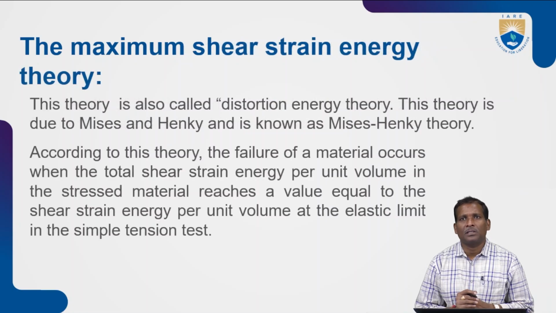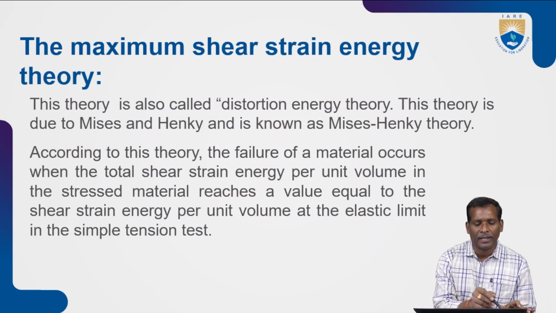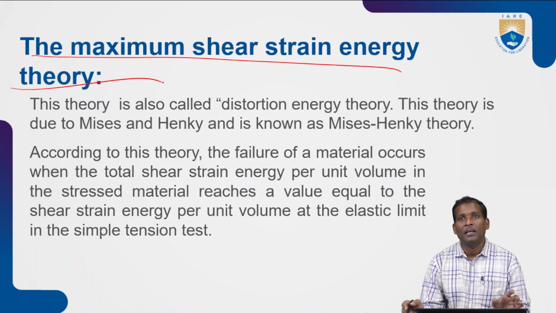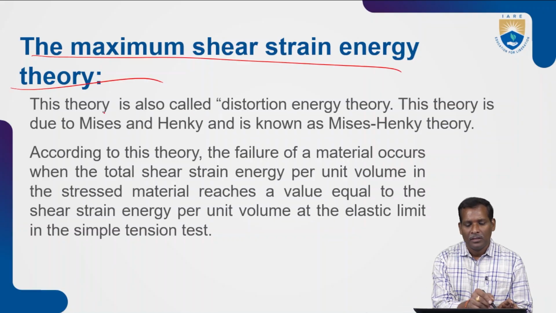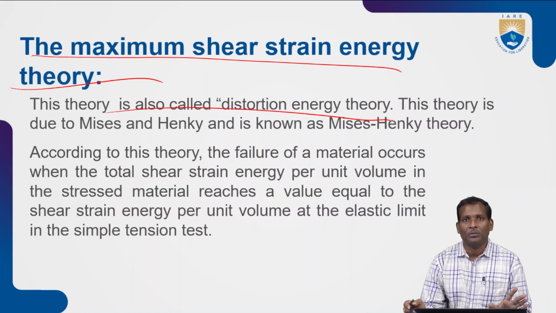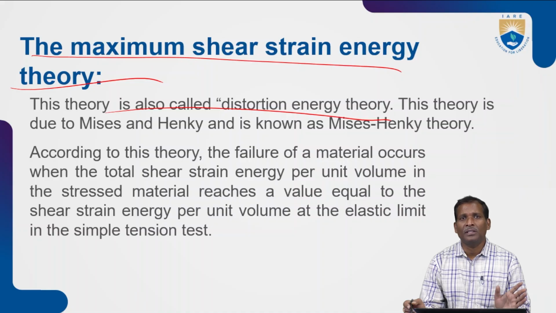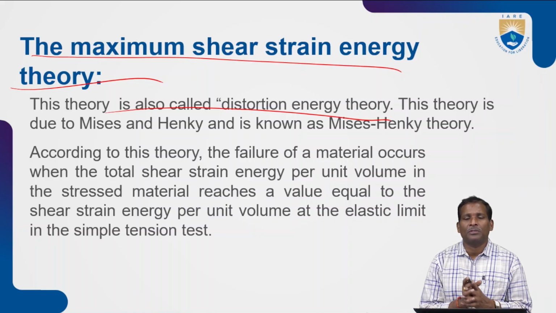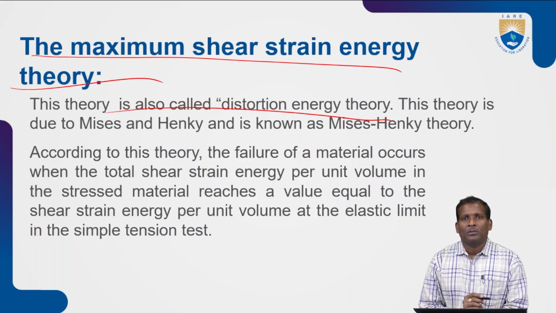So next, the last theory is the maximum shear strain energy theory. This theory is called the distortion energy theory. This theory is due to von Mises and Hencky. That's why this theory is called von Mises theory. This theory is commonly used for analysis of components. So this theory is also known as distortion energy theory, shear strain energy theory, or von Mises and Hencky theory.